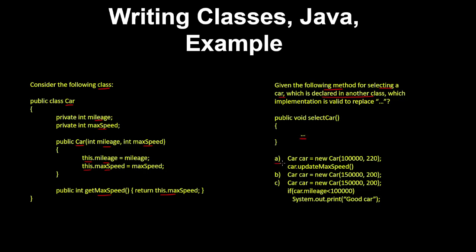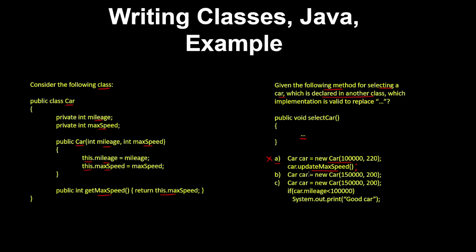So for part A, the class is instantiated to create a new car object which has a mileage and a maximum speed. So therefore this constructor will be invoked. And then we call the update maximum speed method. So this method does not exist in the class, and also there's no semicolon at the end of this line of code. So the code in part A is invalid.